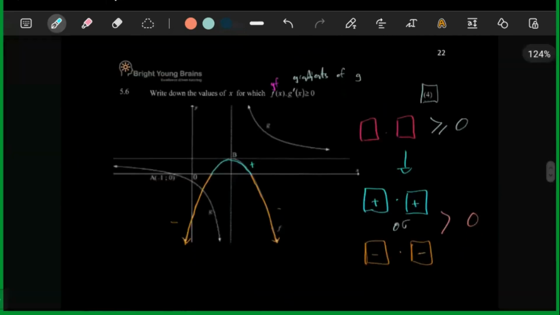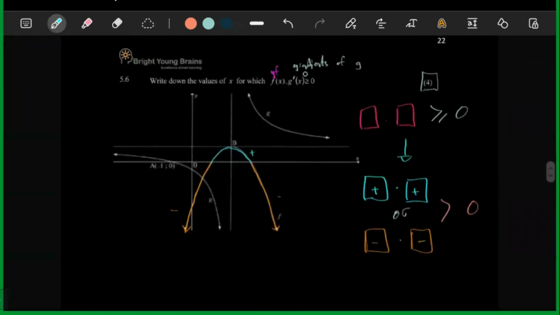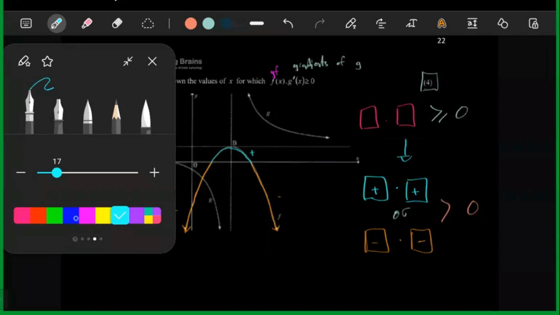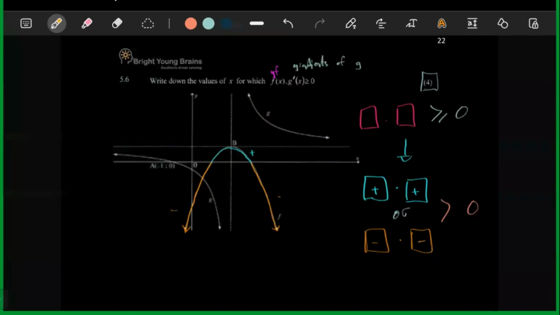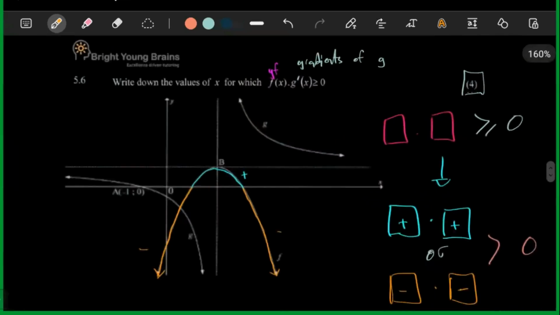Plus, for the graph of g, we have to be talking about its gradient. So the gradient of g, right? You have to remember that you have to look at your curve as though you're walking on it, coming from the left side to the right side. So this curve here, you're going to be walking downwards, you see. So the curve has a negative gradient. All this is negative gradient. Here you're also going to be walking downwards.